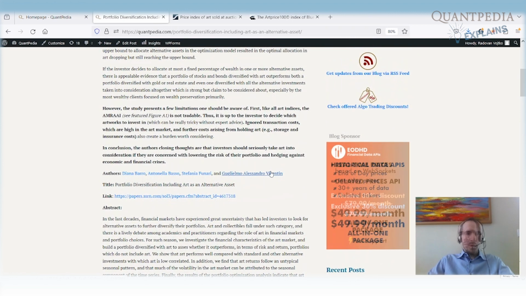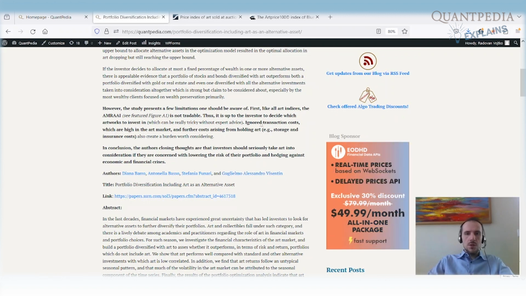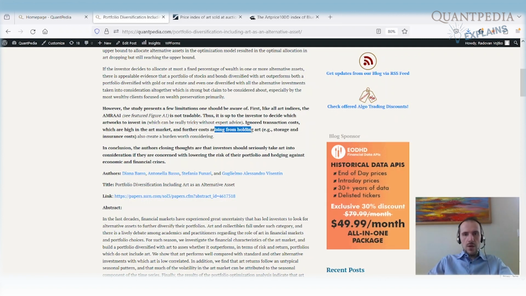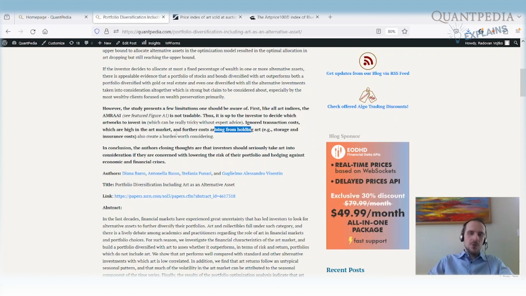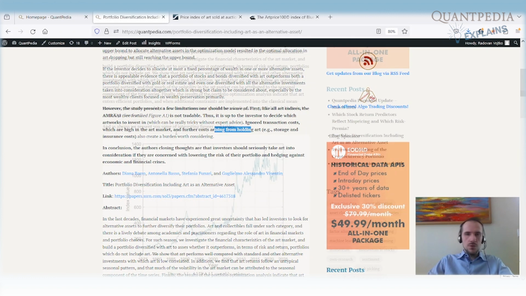They are able to calculate the portfolio optimization, so they can quantify how much art you should have in your portfolio. What is still a problem with the index is that it ignores the transaction costs, which are really high in the art market. Then there are further costs arising from holding art, such as storage, insurance, etc. It's not so simple to hold art in a portfolio, and those costs are higher than just holding some financial asset.